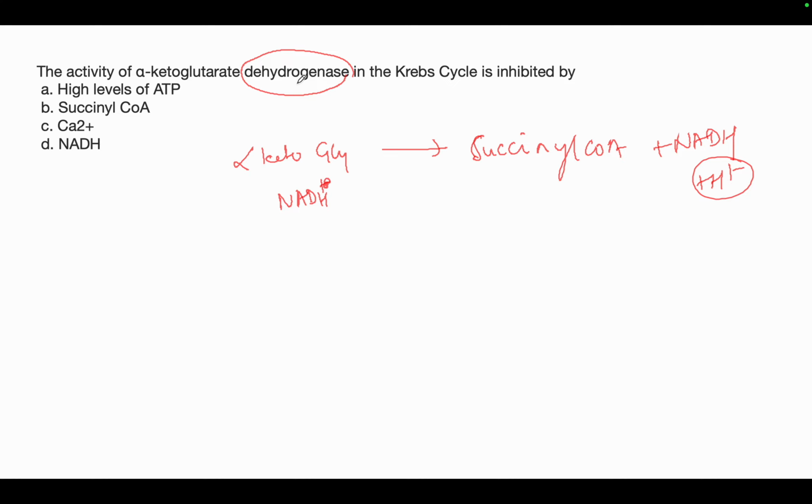So this enzyme can be regulated by both byproducts, by succinyl CoA as well as NADH. These are the byproducts generated by this enzyme: alpha ketoglutarate dehydrogenase converts this into succinyl CoA and NADH plus H plus. Both byproducts are responsible for regulating. Whenever there are high levels of succinyl CoA and NADH, they will negatively regulate the activity of the alpha ketoglutarate dehydrogenase enzyme.